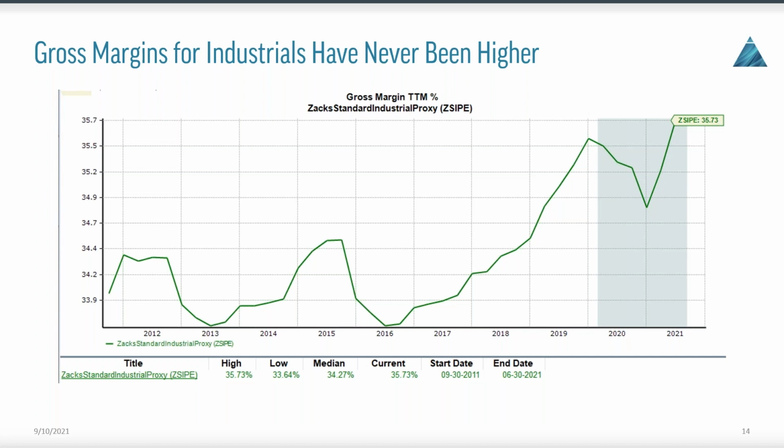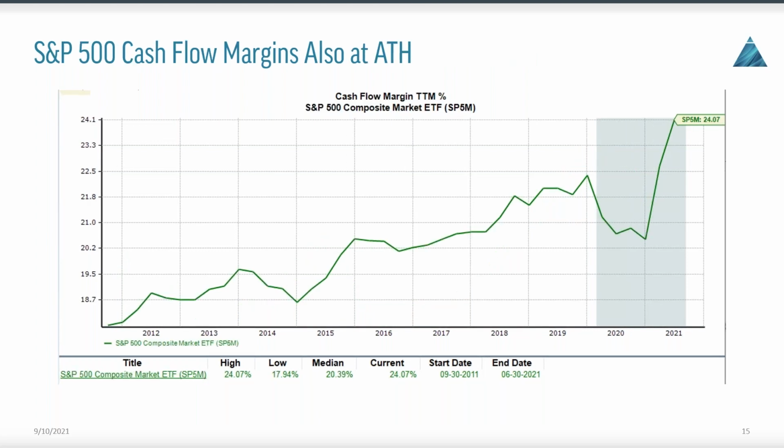So we can see here that even if we do see rising inflation, either companies have been able to pass on those costs to their customers, or some companies are choosing to absorb those higher levels of input costs. Either way, we're seeing gross margins really at all-time highs for industrial companies.